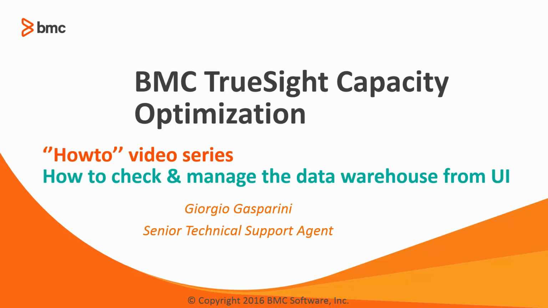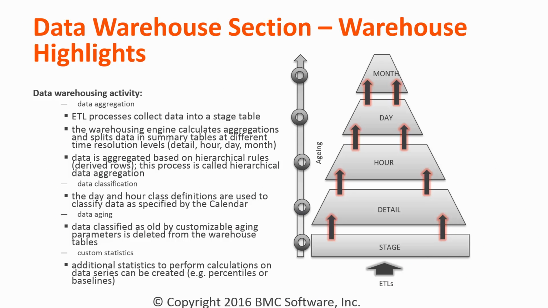In this video, we're going to see how to check and manage the data warehouse from UI. The data warehousing activity consists in data aggregation and normalization. ETL processes collect data into a staging area table. The warehousing engine calculates aggregation and splits data in summary tables at different time resolution levels: detail, hour, day, and month. Data is aggregated based on hierarchical rules, such as derived rows, and this process is called hierarchical data aggregation.